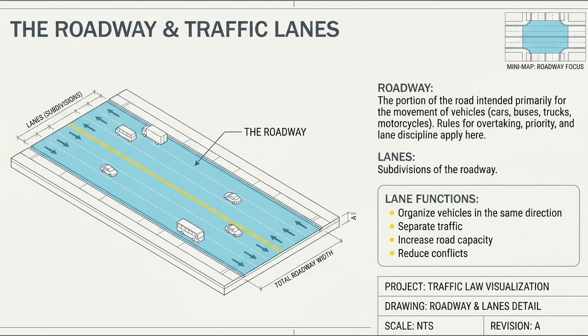This is the portion of the public road intended primarily for the movement of vehicles: cars, buses, trucks, you name it. This is where rules for overtaking, priority, and lane discipline actually apply. And notice the traffic lanes. These are just subdivisions of the roadway. So the crucial takeaway here is that lane markings are there to organize vehicles traveling in the same direction, to separate traffic, increase road capacity, and ultimately reduce collisions.